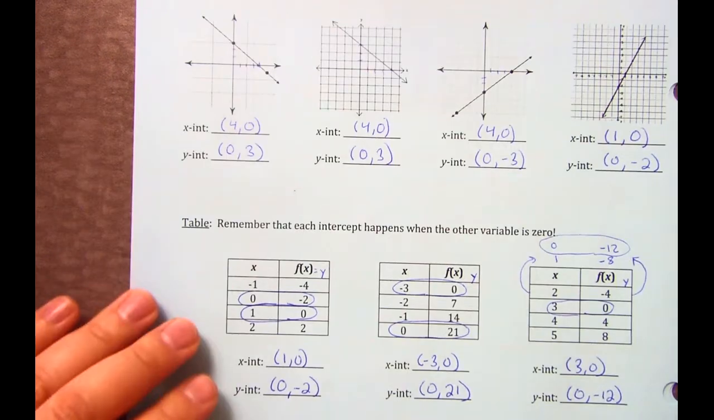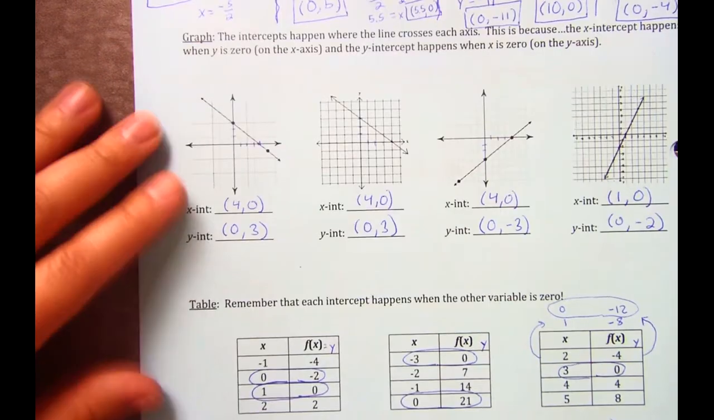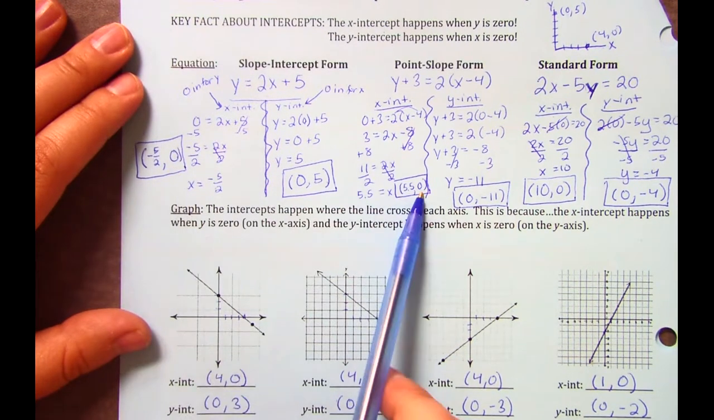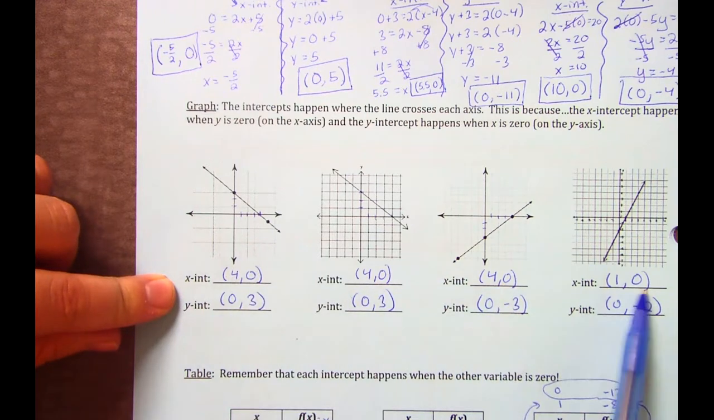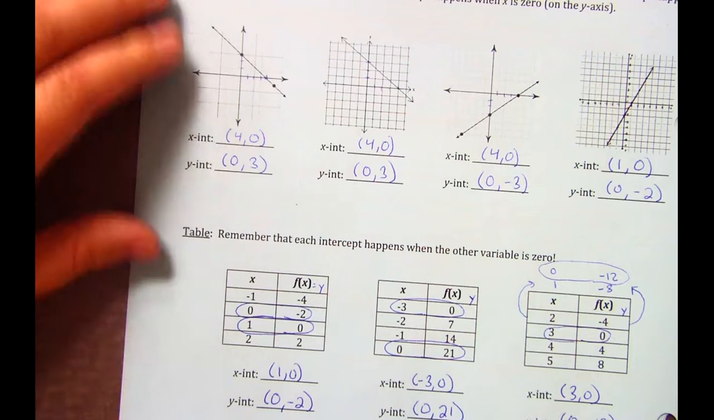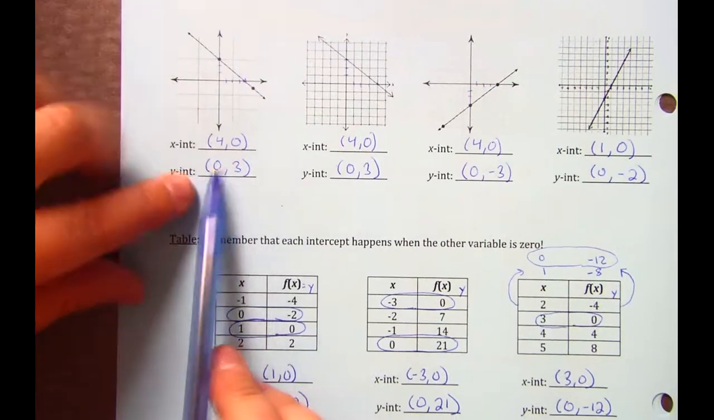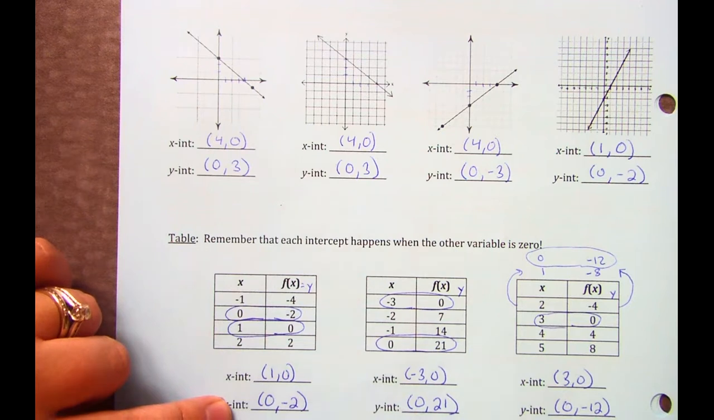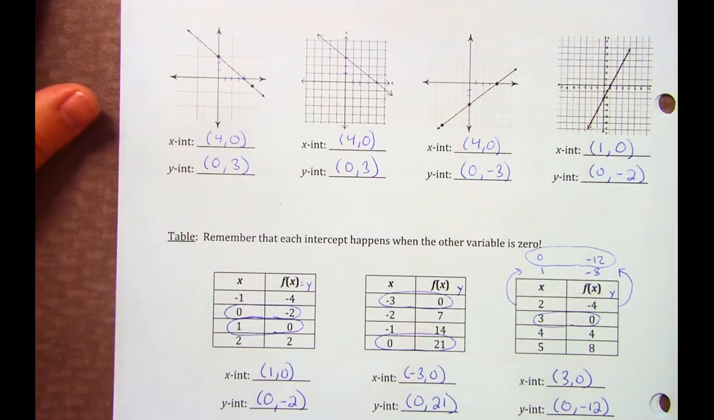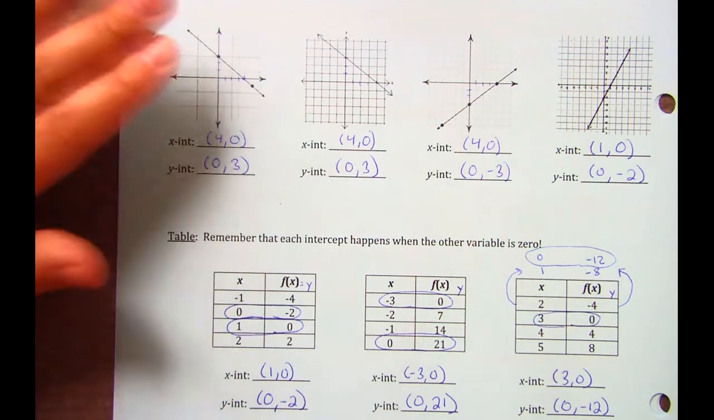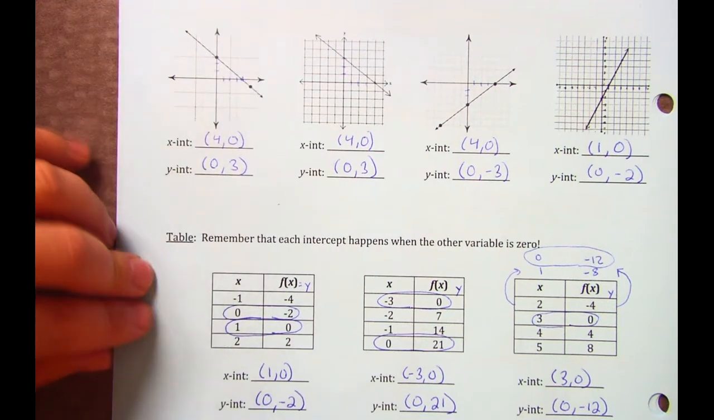So that is how you find the intercepts. Notice that in every single case, the x-intercept has a y that's 0. Here the x-intercepts all have 0 for y. Here the x-intercepts all have 0 for y. Notice that the y-intercepts all have a 0 in the x spot. That will always be the case. And that is how you find the intercepts of linear functions that are in equation form, graph form, and table form.